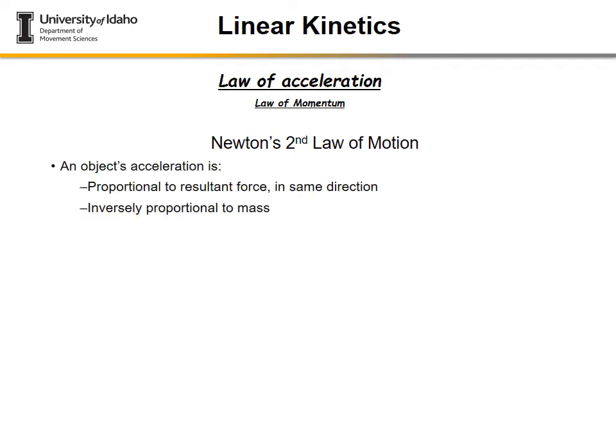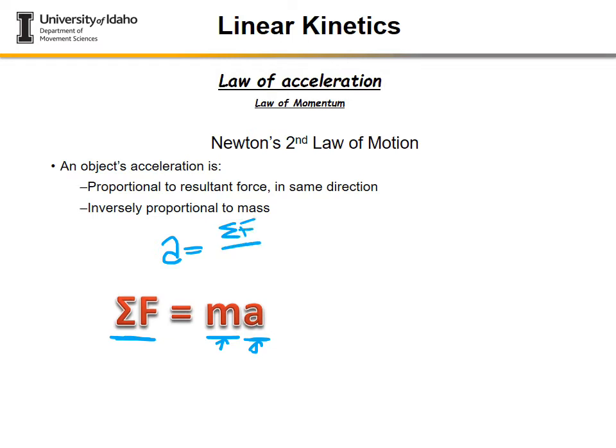And what does that say? Well, it says that an object's acceleration is proportional to and in the same direction as the resultant force, and it's inversely proportional to its mass. If we look at the equation, the sum of forces acting on a system is equal to its mass, which is the measure of inertia, remember, times the acceleration, which is the change in motion of the system. And so it's written as acceleration equals the sum of forces divided by the mass.